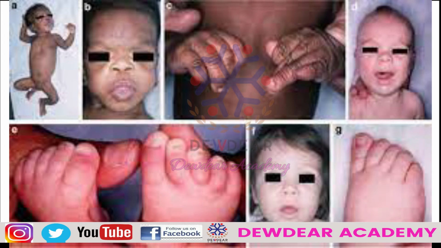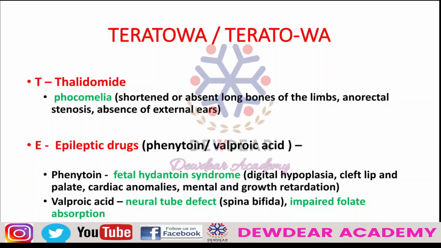It is mainly having mental retardation, and congenital physical birth defects are also found. So phenytoin causes fetal hydantoin syndrome that includes mental as well as physical birth defects. The next is valproic acid. It causes neural tube defects like spina bifida and also impaired folate absorption.